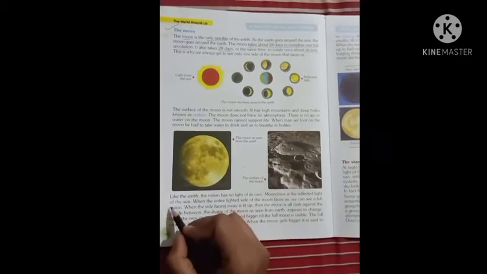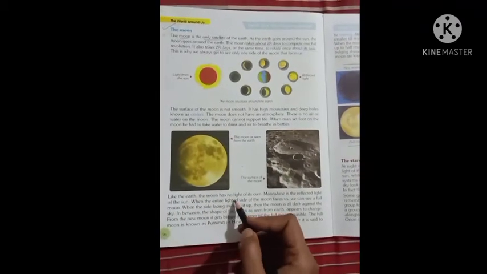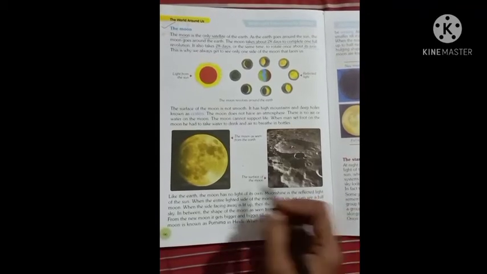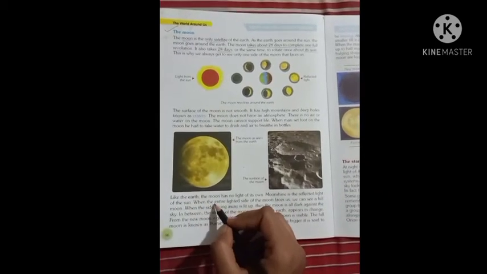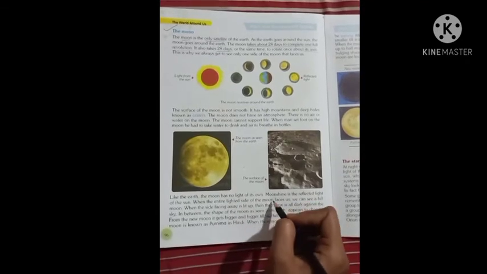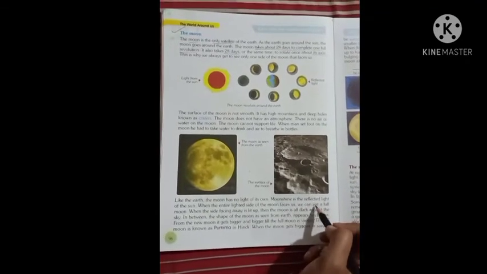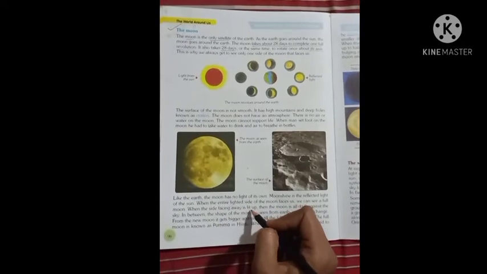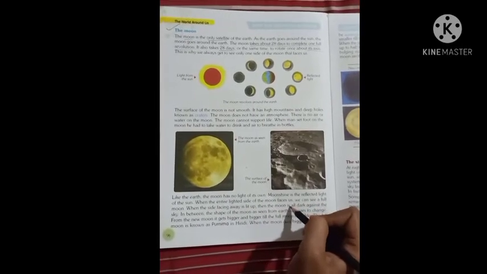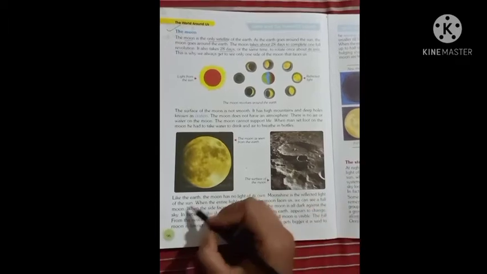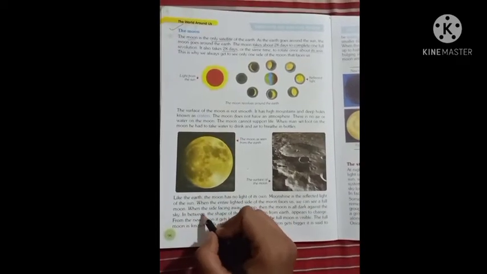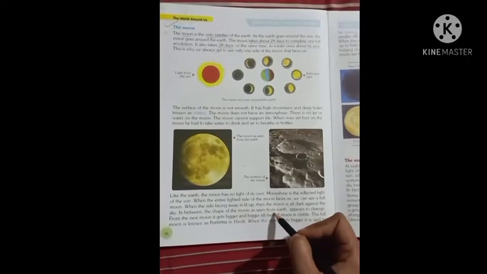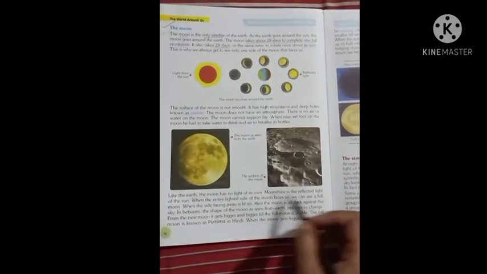the moon. Like the Earth, the moon has no light of its own. Moonshine is the reflected light of the sun. When the entire lighted side of the moon faces us, we can see a full moon. When the side facing away is lit up, then the moon is all dark against the sky. In between, the shape of the moon as seen from the Earth appears to change.